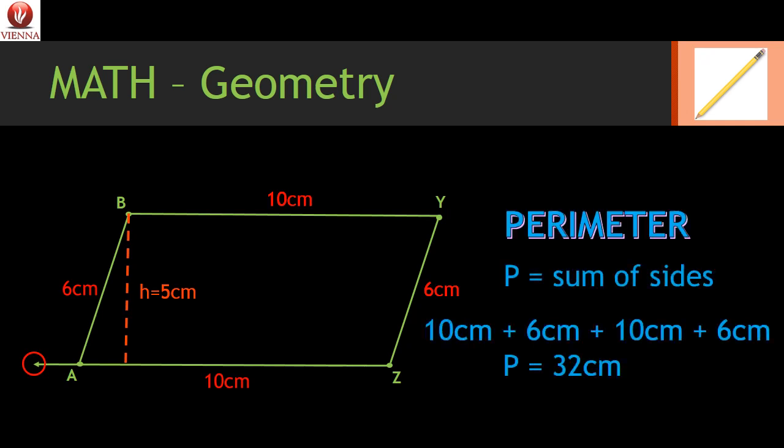But first, we'll just talk about perimeter. Now, perimeter is very simple. It's just the distance around an object, so it's the sum of all sides. So in this case, 10 plus 6 plus 10 plus 6 centimeters, or a total of 32 centimeters.